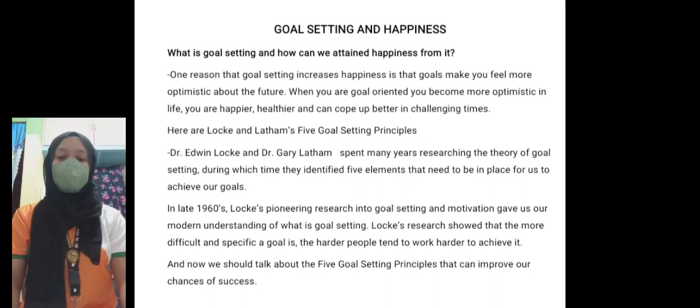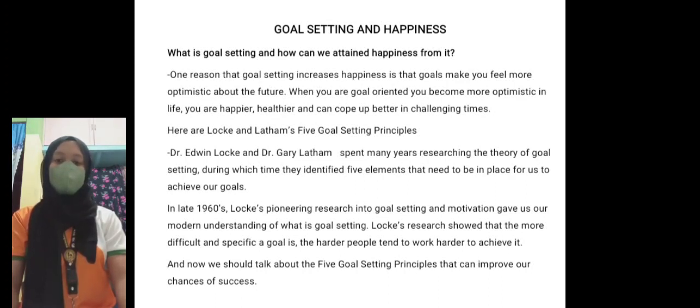Here are Locke and Latham's five goal-setting principles. Dr. Edwin Locke and Dr. Gary Latham spent many years researching the theory of goal setting, during which time they identified five elements that need to be in place for us to achieve our goals.